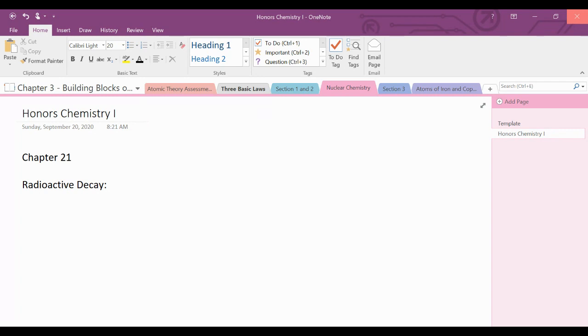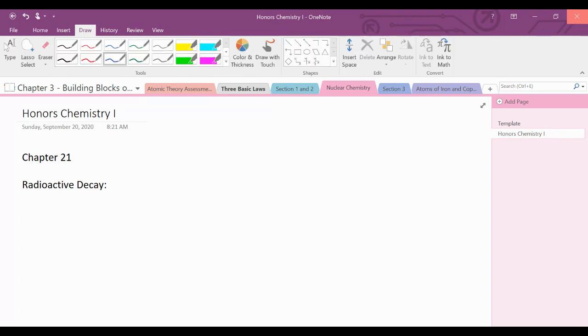So let's define radioactive decay. Radioactive decay is defined as the spontaneous disintegration of a nucleus into a slightly lighter nucleus. And we get with that an emission of particles, an emission of electromagnetic radiation, or we can have both. So I'm going to write that definition in this space here.